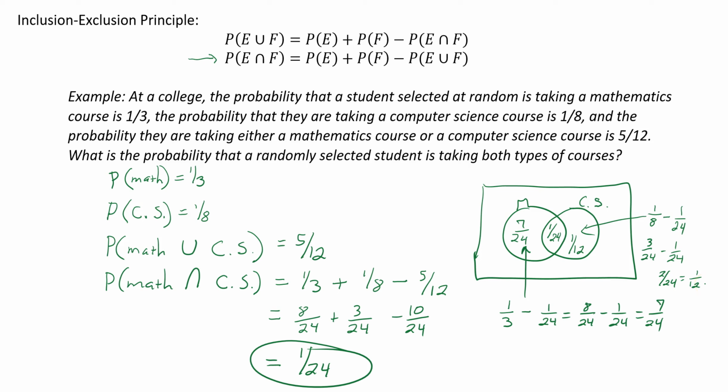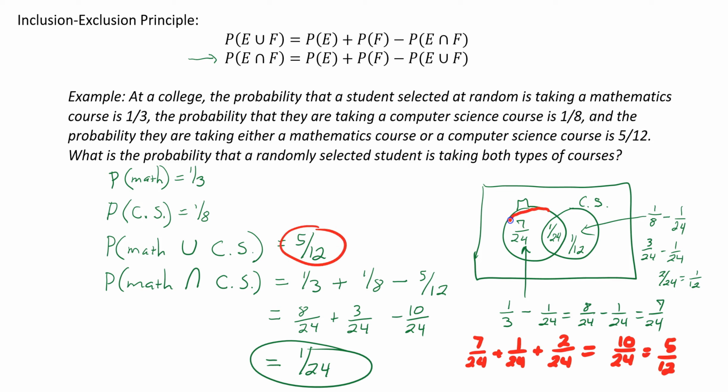So the probability that a randomly selected student is taking both types of courses, the answer is still 1/24. But a Venn diagram could have been used to see that 1/24. We could also verify, if we felt like, by taking the 7/24, adding 1/24, adding 1/12, which I'll change to 2/24. See that that does in fact give me 10/24, which reduces to the 5/12 that represented the union, as it should if I'm adding all of the numbers in both sets.